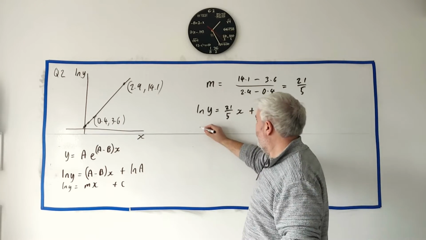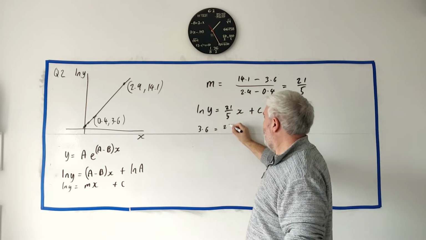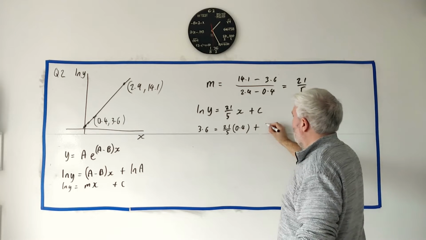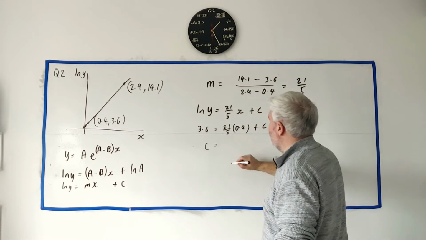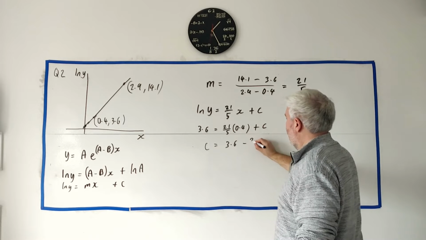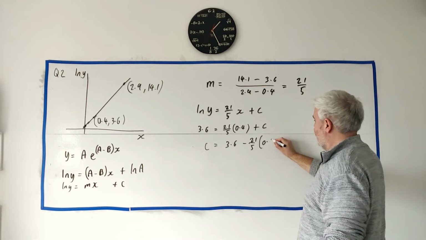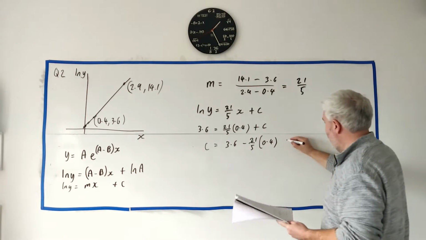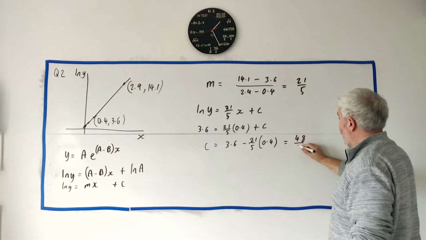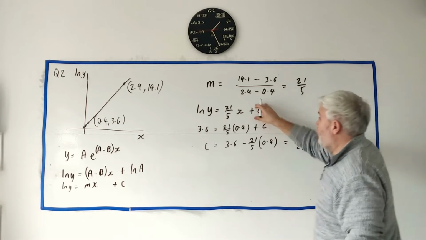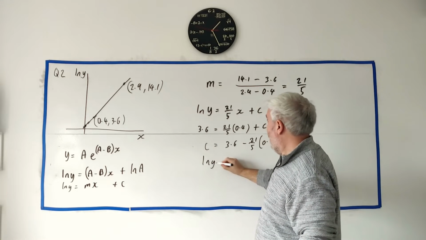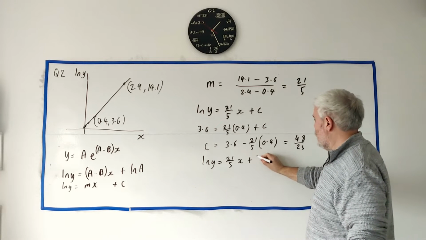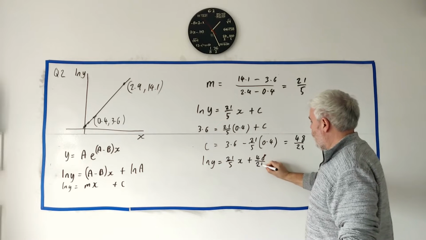So to find c, I just put in either one of these points, whichever one you want. I'll go ahead and use this bottom one. 3.6 is equal to 21 over 5 times 0.4 plus c. Rearrange that, we get c is equal to 3.6 minus 21 over 5 multiplied by 0.4. And we put all of that into a calculator and we get 48 over 25. Write out the equation again: natural log of y is equal to 21 over 5 x plus 48 over 25.